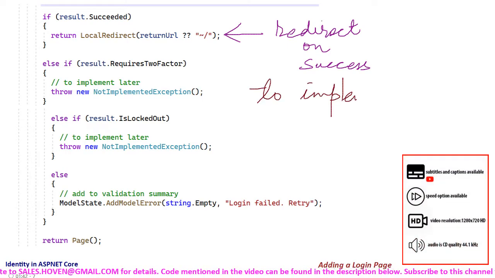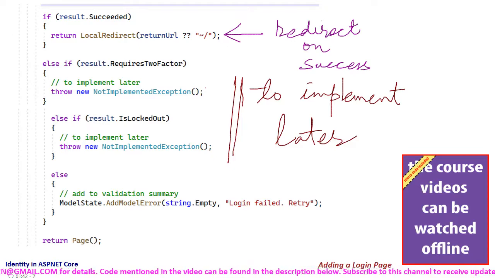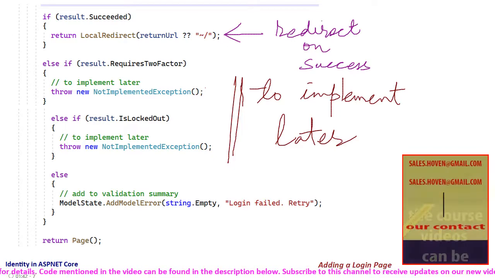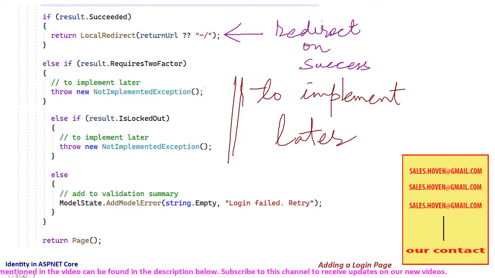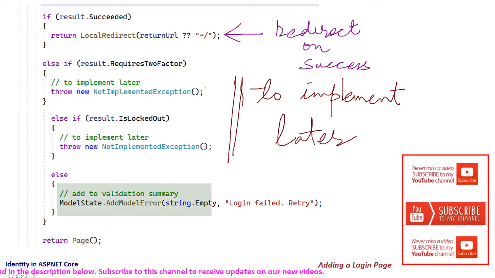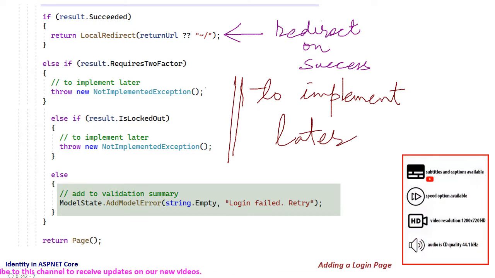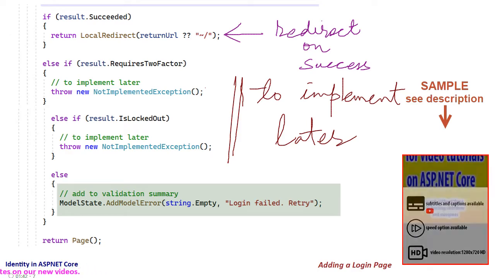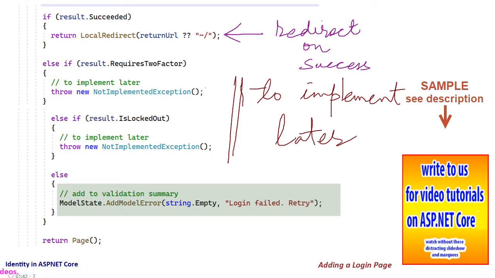Then we have the branches for two-factor authentication and for the logged out case. These will be implemented in later tutorials. The login failed message is added to model state in the last else block because if we reach this else position, that means that the user was not able to log in successfully.